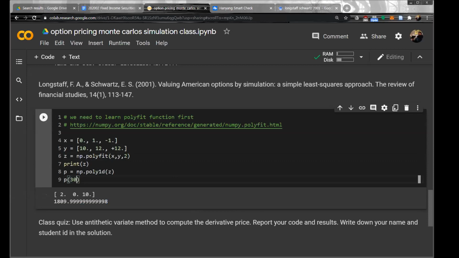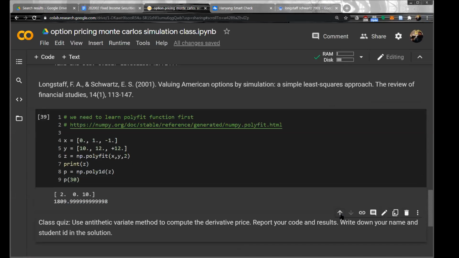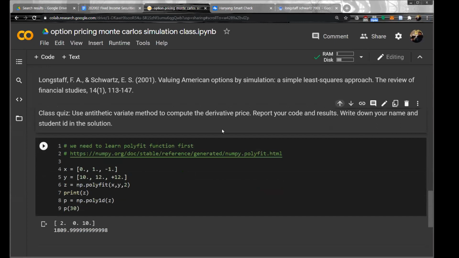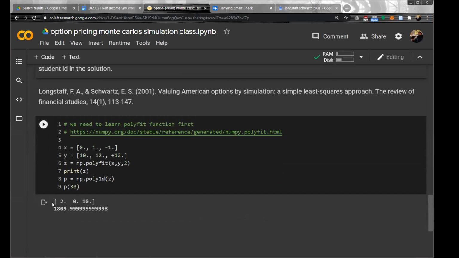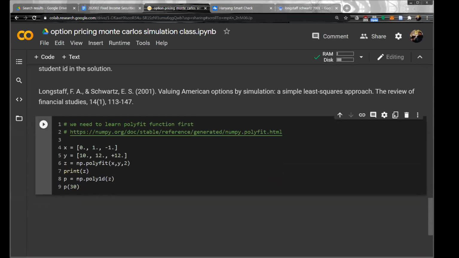Okay, so this is a polynomial. This is a way to find a polynomial. Any question? Okay, we need this polynomial fit to execute, to learn the Longstaff Schwartz method, the least square approach. Now let me move this over here. Let's move on. Any question up to this point?